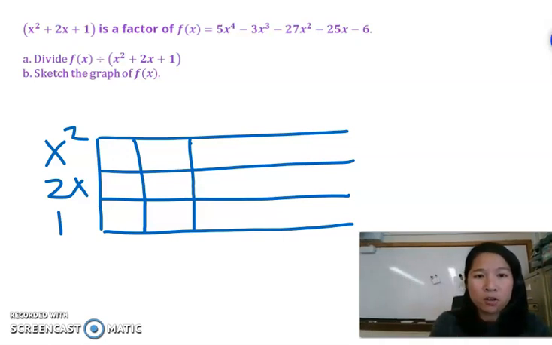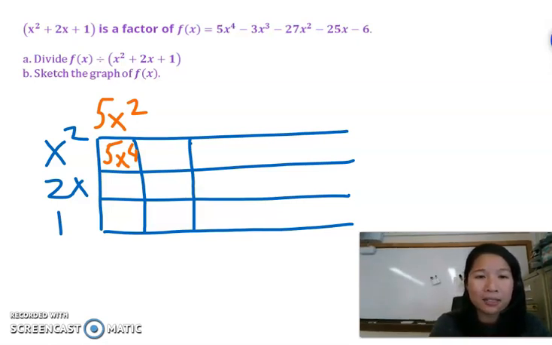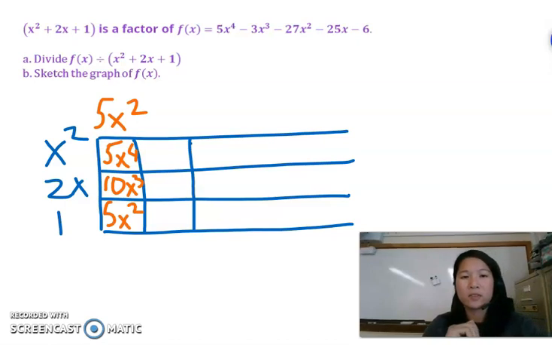So we know 5x to the fourth goes in that box. If 5x to the fourth goes there, then at the top we would have 5x squared, because 5x squared times x squared gives us 5x to the fourth. So that means 5x squared times 2x is going to give us 10x cubed. And 5x squared times 1, that's going to give us 5x squared.